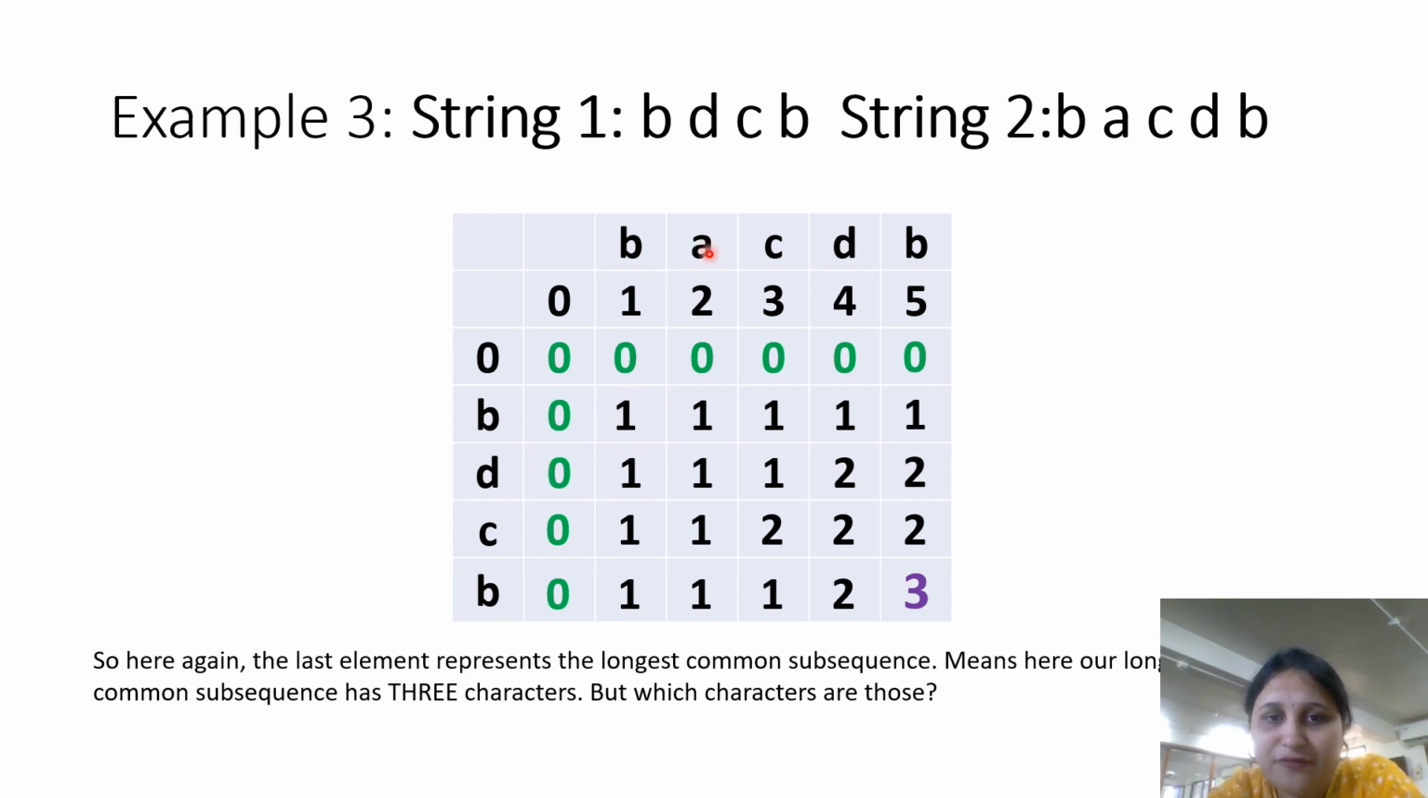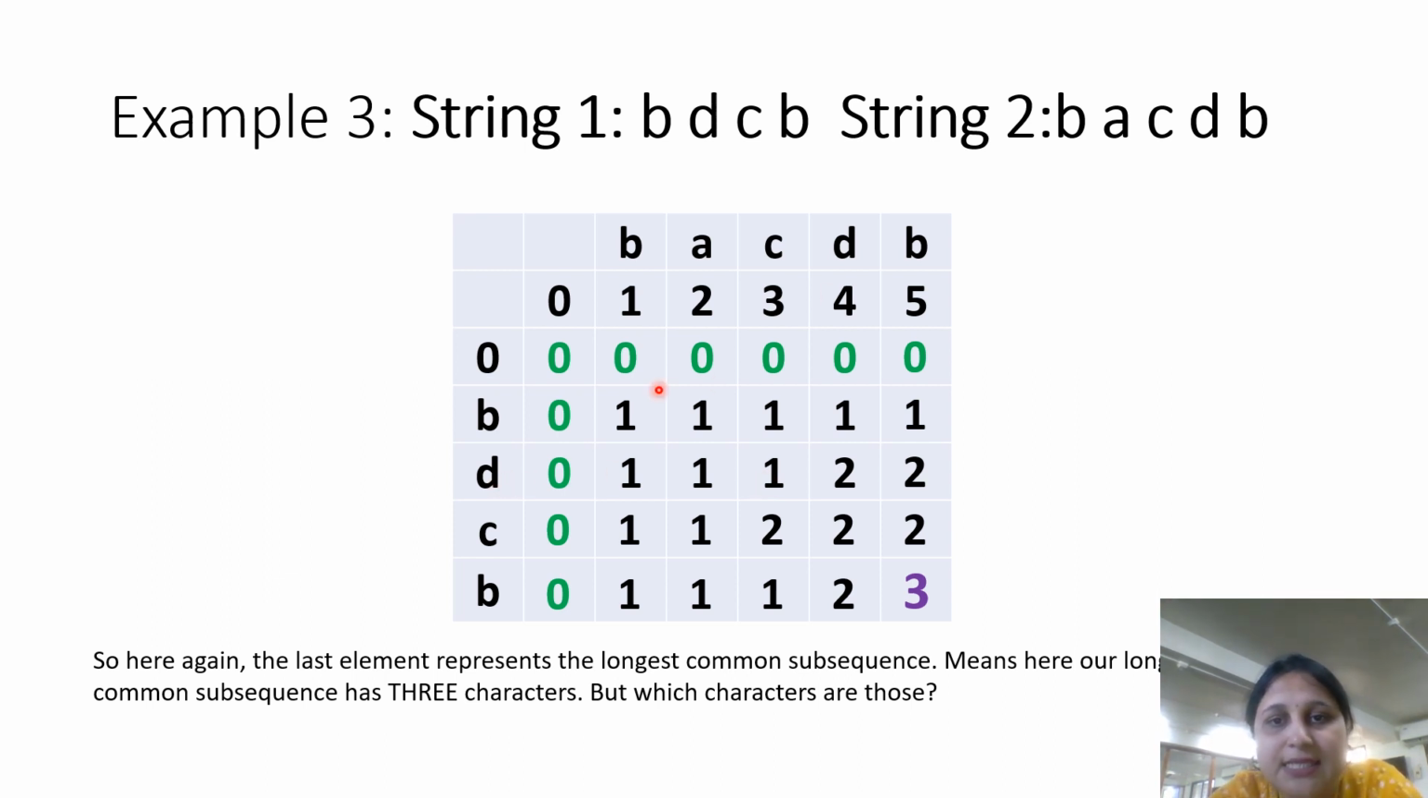Similarly D and A, if you match, both are not matching. So I will go for the previous column and previous row, and whichever is the bigger element I will add over here. Now here row and column both contain 1. So you can write 1 here. Okay. Similarly, is D matching with C? No. So again, previous row, previous column. The 1 is present at both places. So you can write 1 here.